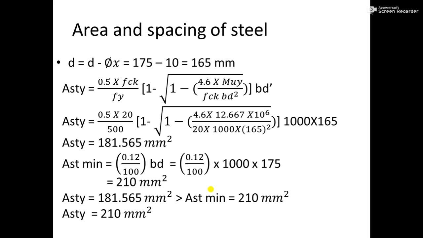Now area and spacing of steel along y direction. So calculate the d dash. Here d dash is d minus diameter of bar along x direction, that is 175 minus 10, that is 165. So put here d as d dash, that is 165 mm. Take the moment along y direction and calculate steel along y direction. It comes to be 181.56 mm square, but minimum steel required is 210 mm square. So provide minimum steel as 210 mm square.